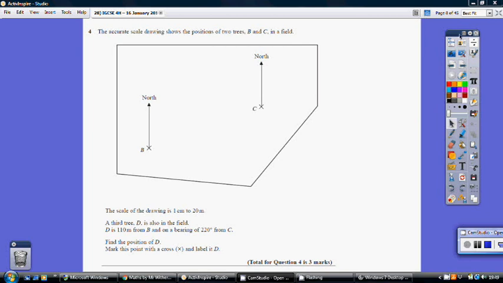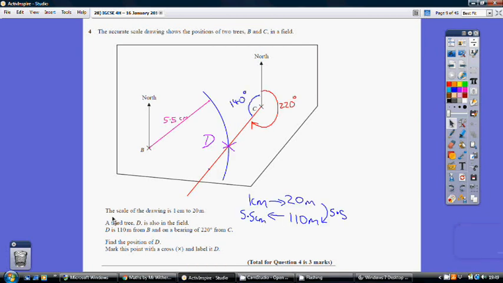Question 4. So we're told 2 things about D. Firstly, it is 110 meters from B, so 110 meters from here. Now we know that 1 centimeter represents 20 meters. So 110 meters in real life is going to be how many centimeters on the map.